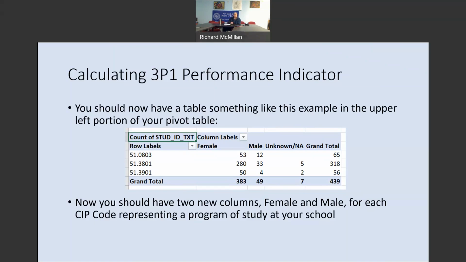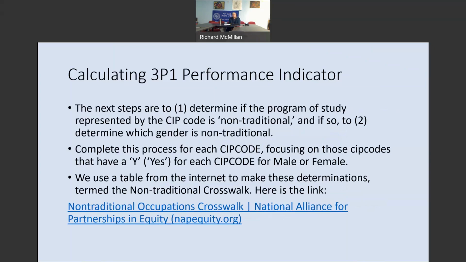Now you should have two new columns, and the female and male are the columns you'll want to pay attention to. The next steps are to, one, determine if the program of study represented by the zip code is non-traditional, and if so, to two, determine which gender is non-traditional. Complete this process for each zip code, focusing on those zip codes that have a Y for male or female. We use a table from the internet to make these determinations, termed the non-traditional crosswalk, and here's the link to that table.